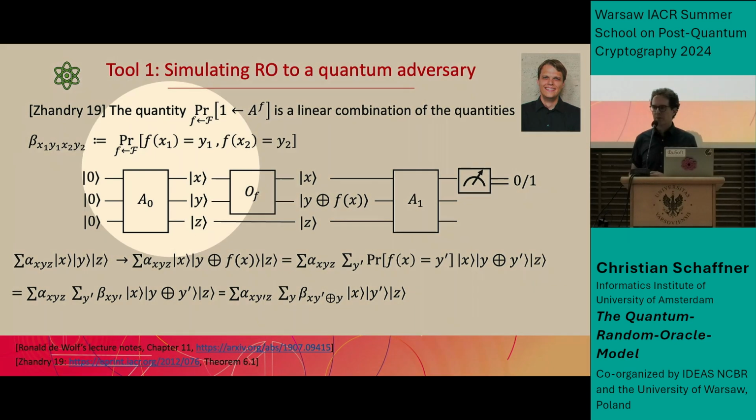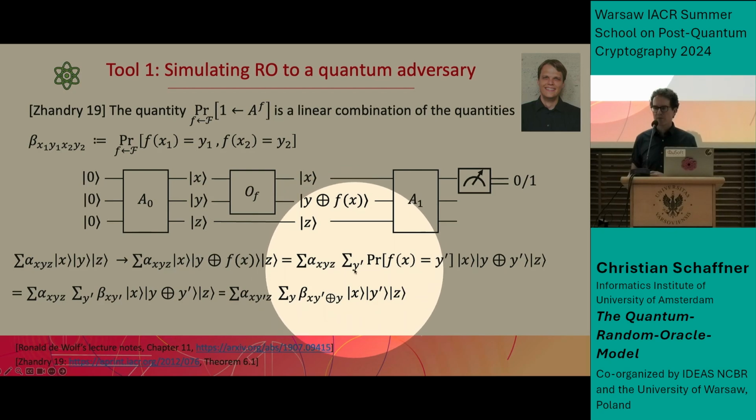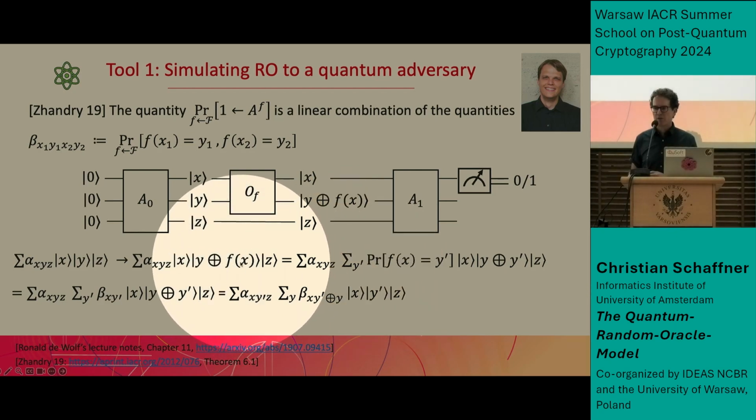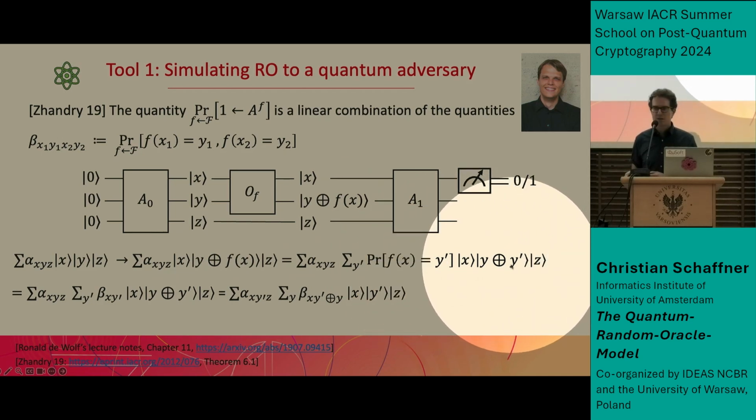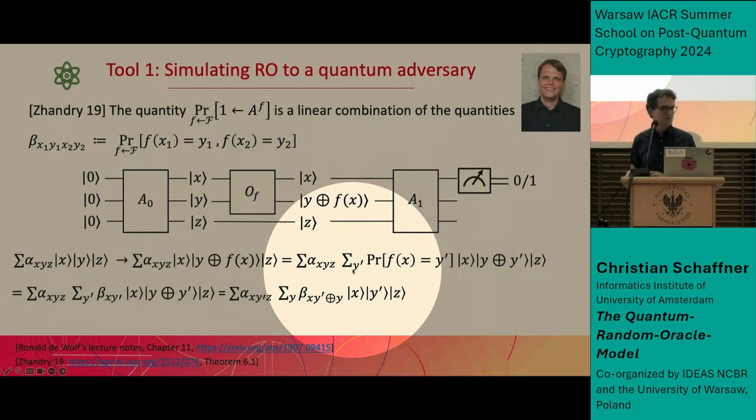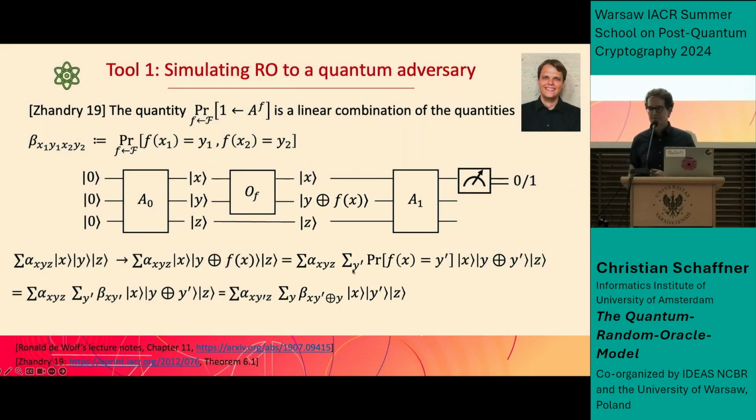Sorry. Yes, but I'm introducing this sum over y prime. I'm just renaming the f of x to y prime. But f is chosen at random, so on the left-hand side you basically have a mixed state, right? What happened to this mixedness on the right-hand side? Okay, I think to write it down properly, you do have to write mixed states. Yes, indeed.